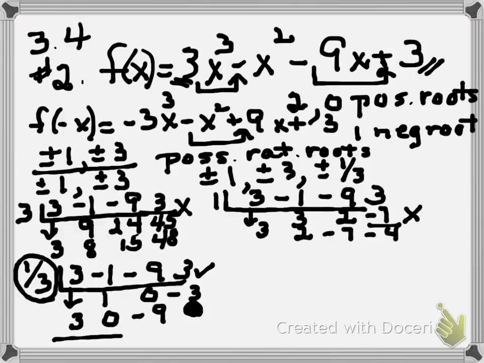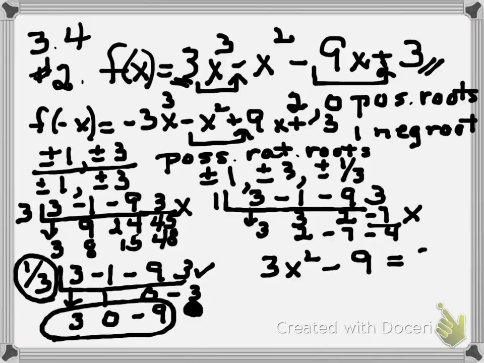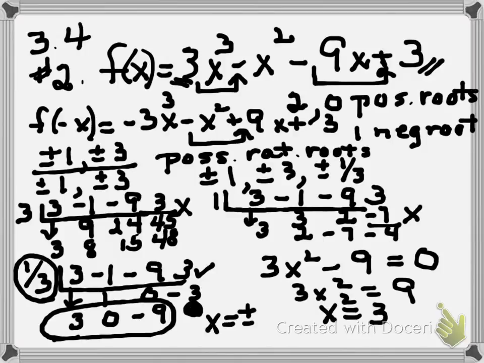Now let's take a look at what we have in this bottom row. That means that we have a 3x squared plus 0x minus 9. And if I set that equal to 0, it's easy for us to work with a quadratic. So I have 3x squared equals 9. X squared equals 3. X is equal to positive and negative square root of 3 as the other two solutions.